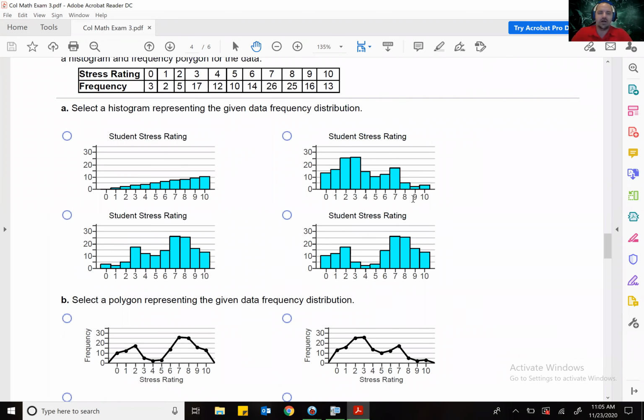So obviously, you know, the top left is out because 0 doesn't even have any. And we should have a bar at 3. So if we look at these other graphs, again, this is above 10. That's too high. This one looks like it's right at 10. Again, too high. So the only one that makes sense is this bottom left graph.